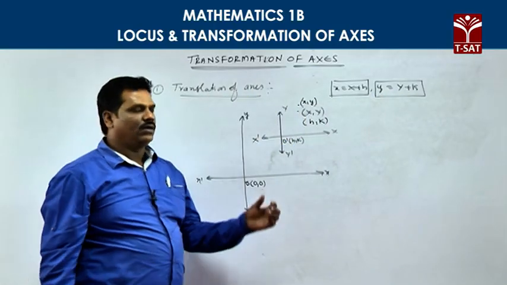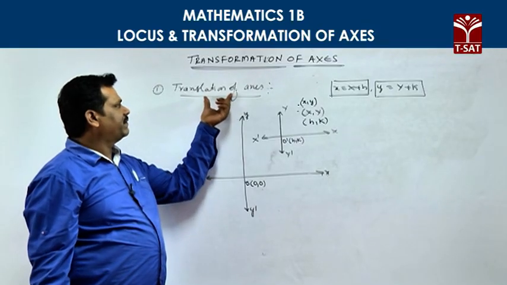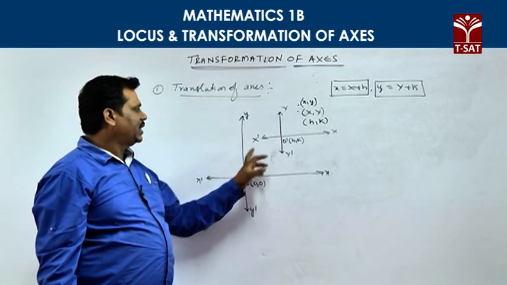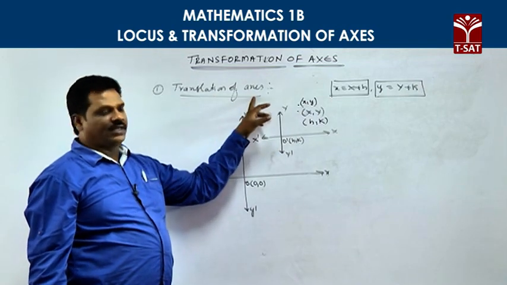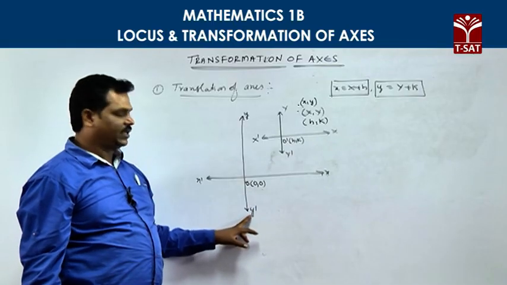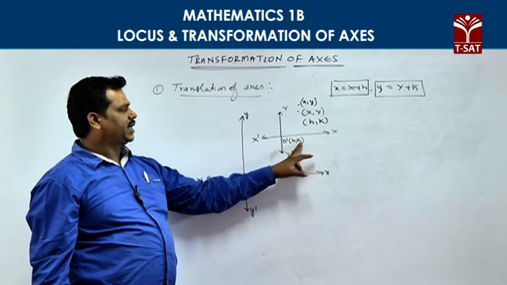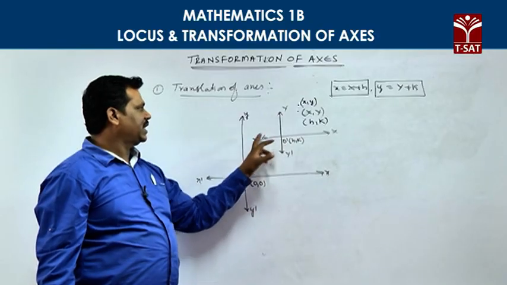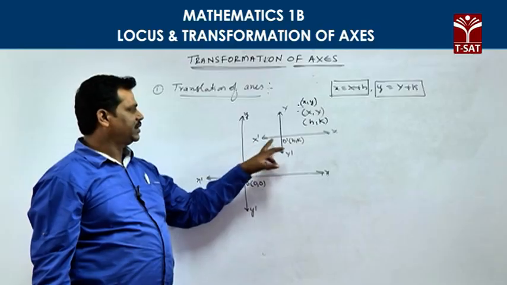All of you understand? Once again, I will explain. Definition of translation of axis: if the origin is shifted to another point without changing the directions of axis, that transformation is called translation of axis. For example, X'OX and Y'OY are the original axis. Here the origin is (0, 0) and the origin is shifted to O'(h, k). The origin is shifted but the axes are not changed. So X O' X' and Y O' Y' are the new axis. This is the original axis, this is the new axis.